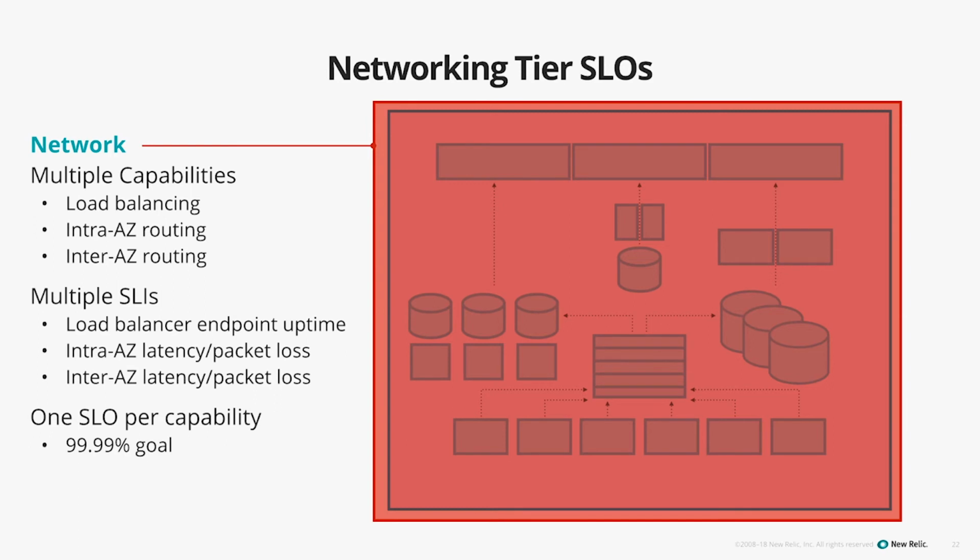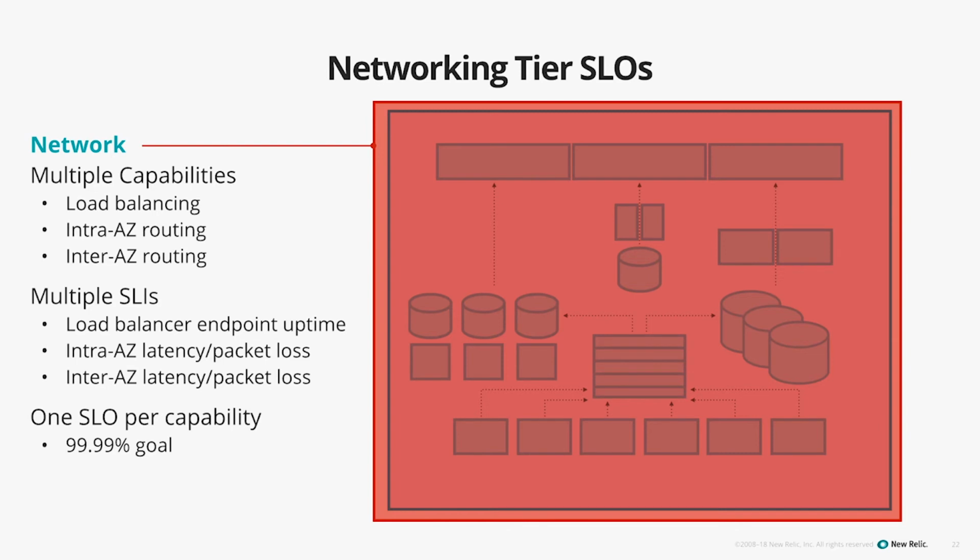Now, in the case of the networking tier, we know that we have three main capabilities that we're looking for and that we care about. Load balanced endpoints that expose services internally or externally, connectivity between racks in a single AZ, and connectivity between AZs. So we'll set up an SLI for each of these capabilities.